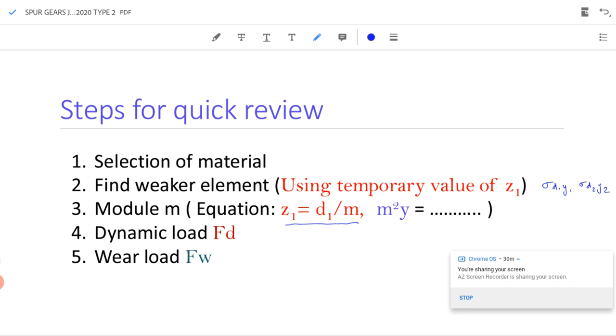And fourth and fifth remains the same. We had find FD and FW, and if FD is less than FW, our design is safe.